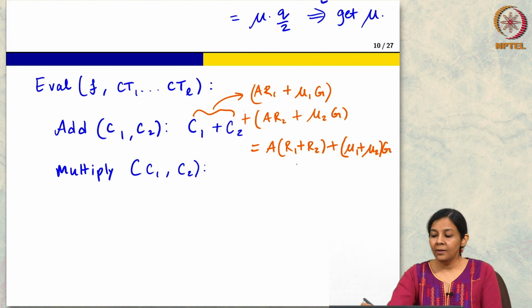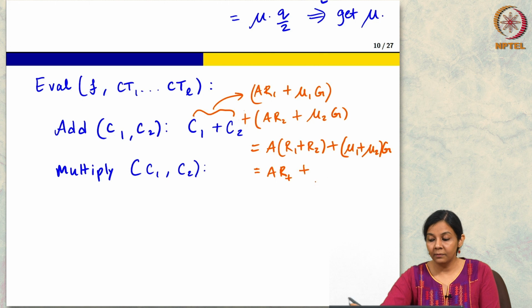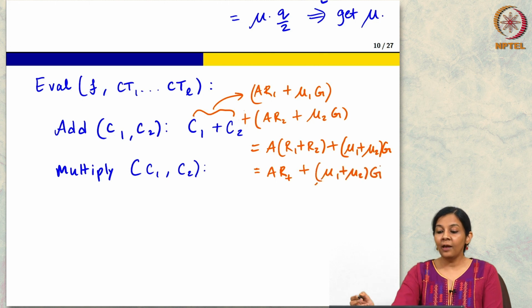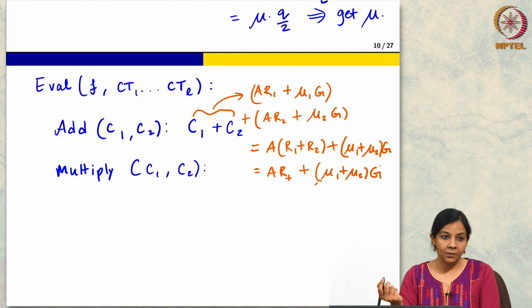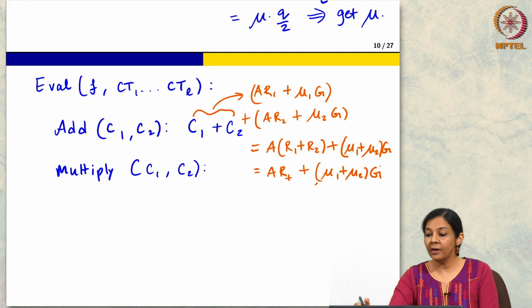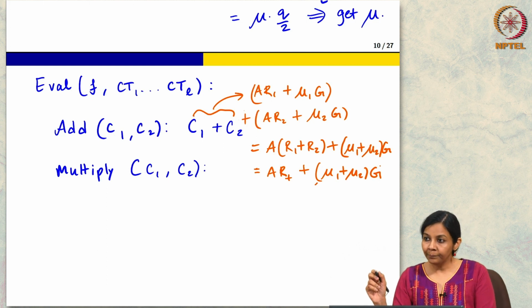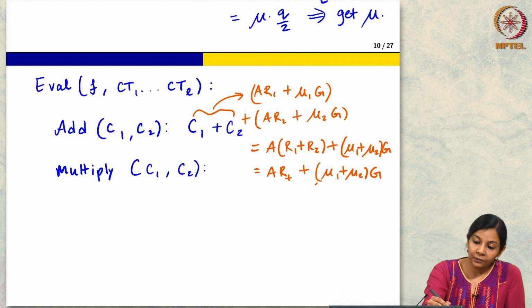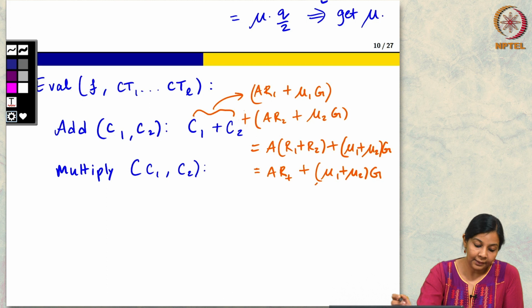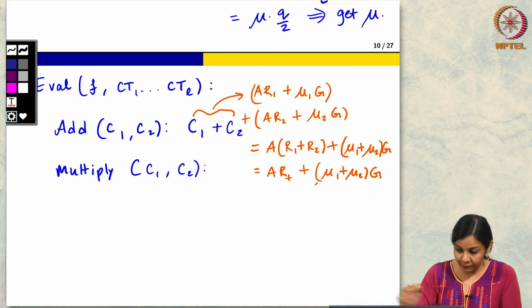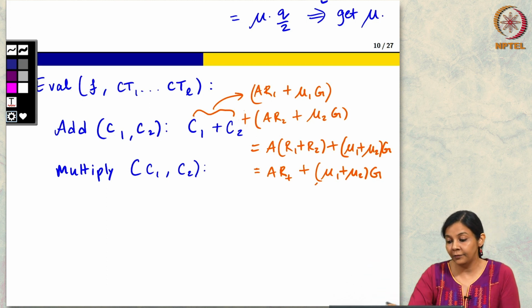You can see I just call this A R plus (mu1 plus mu2)G. So, I got back the same ciphertext, right. So, my decryption will work. It is again AR plus mu G, where now mu is mu1 plus mu2, exactly the way that I wanted. Okay. So, addition works. Multiplication of course is the key challenge over here, and we will see that in fact there is a very elegant way of doing it.